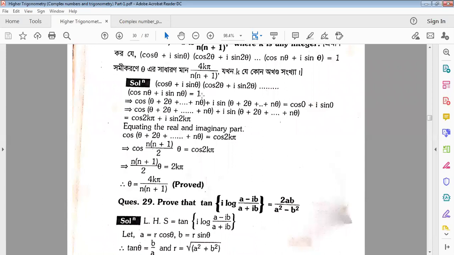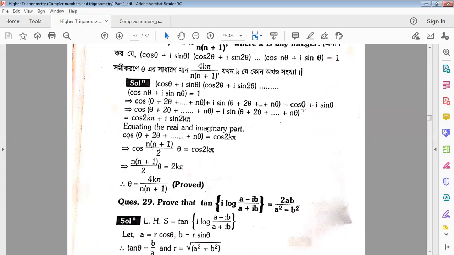The right hand side can be written as cos 0 plus i sin 0. Now we can write cos of (theta plus 2 theta plus up to n theta) equals cos 2k pi plus i sin 2k pi. Because in the left hand side n is already given, this is why you have to introduce another constant k, cos 2k pi plus i sin 2k pi for the right hand side.